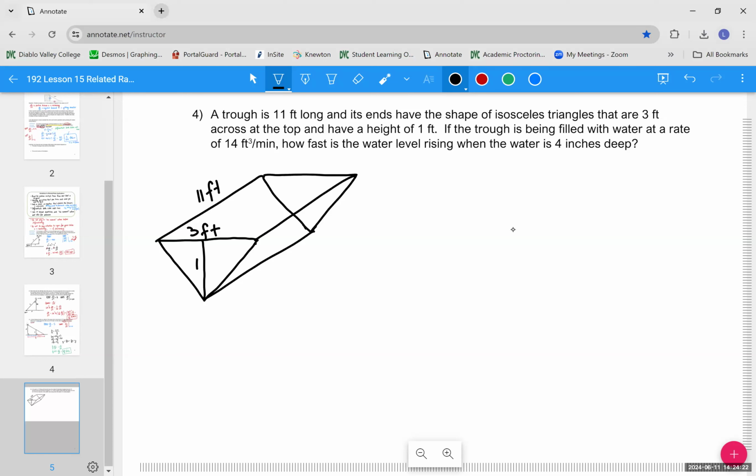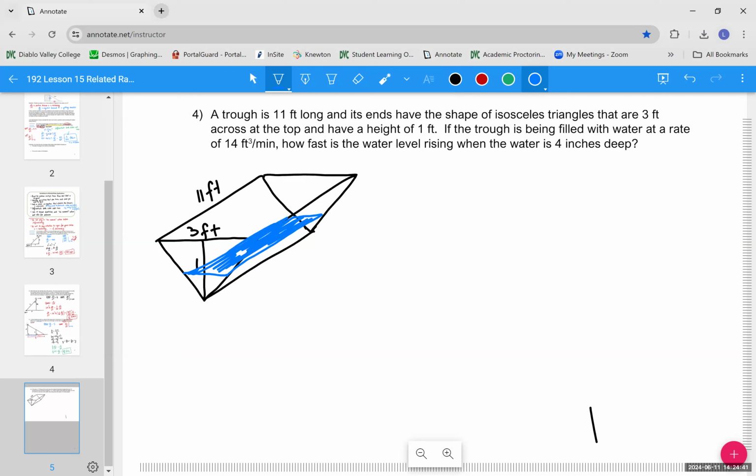And it's being filled with water at a rate of 14 cubic feet per minute. How fast is the water level rising when the water is 4 inches deep? Okay, so what I'm going to do is represent what's happening.